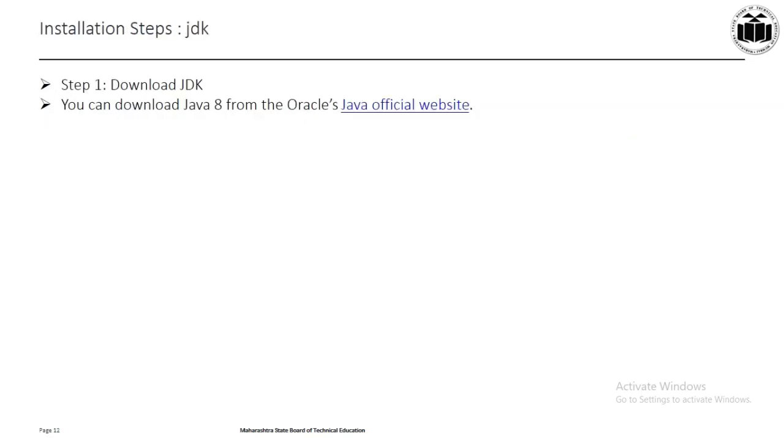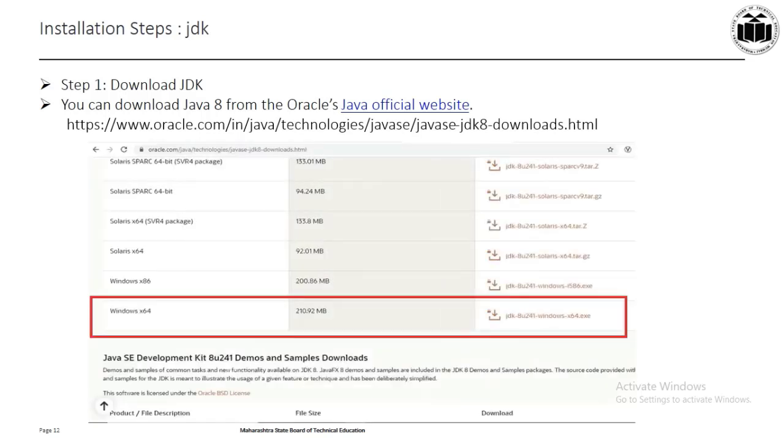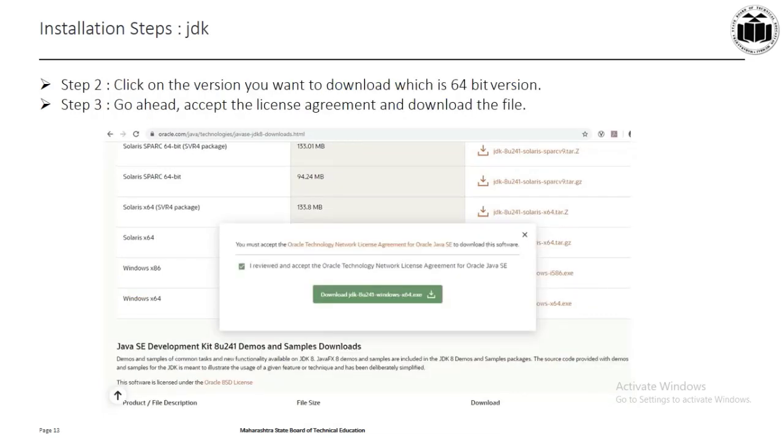Now let us see how to install JDK to run our Java programs. First, download JDK. You can download Java 8 from Oracle's Java official website. Student can download any version of JDK. Here is the link provided to download Java 8. The next step, click on the version you want to download, which is 64-bit version. Go ahead, accept the license agreement and download the file.